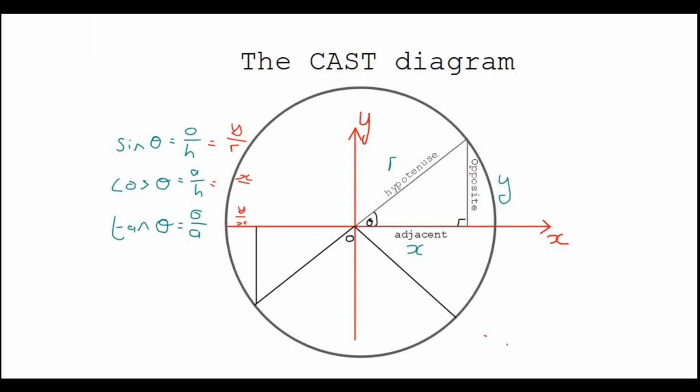Sine will now be y over r. Cos of theta will be x over r. And there we have a new way of identifying the trig ratios. This is known as the CAST diagram. Now the reason why it's called the CAST diagram is the following.